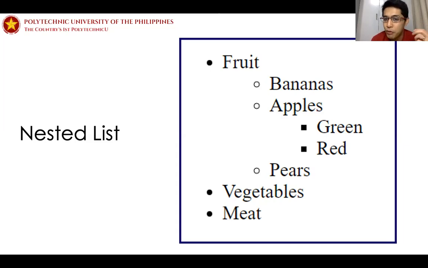Example: when we talk of fruit, we refer to bananas, apples, and pears. And when we talk of apples, we refer to an apple that is red or an apple that is green. And they are all part of the bullet fruit. That makes this nested list. Now, before we end this discussion, we have to make sure that you are using a particular format in listing or enumerating items for a particular purpose. And we should never, ever forget that.